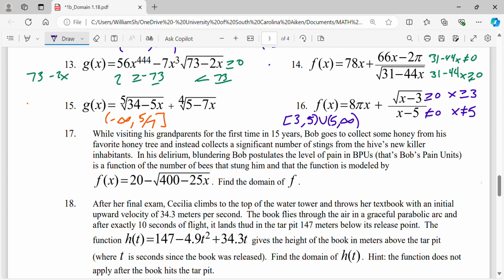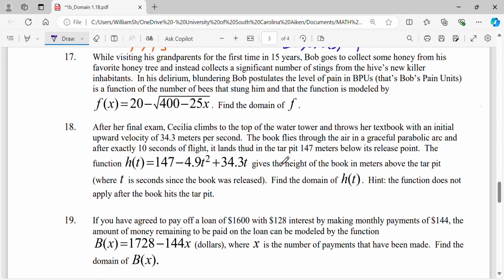Got to be able to do these domain problems, especially the straightforward, just function ones. But they're going to get a little more complicated, perhaps, because we're going to get some word problems. Let's look at number 17, the word problem.